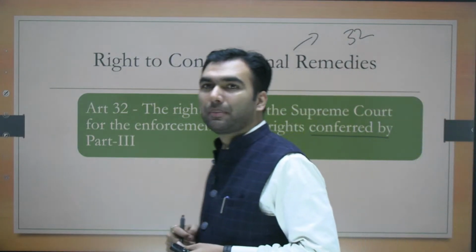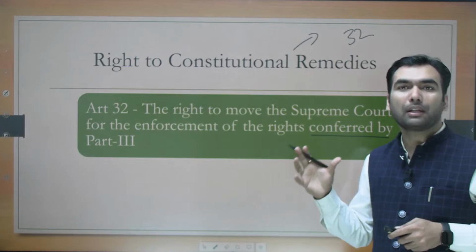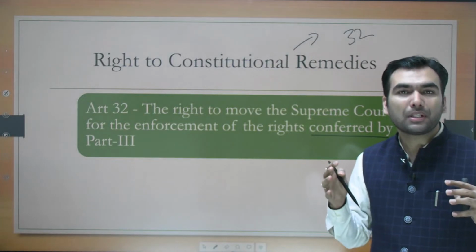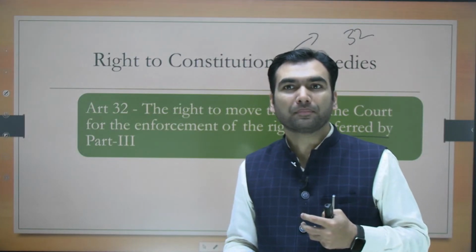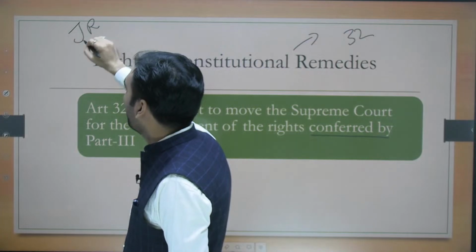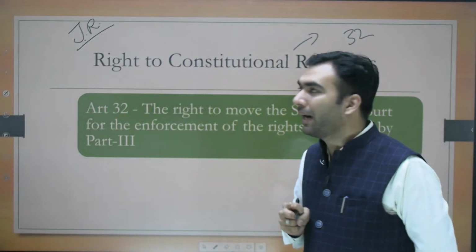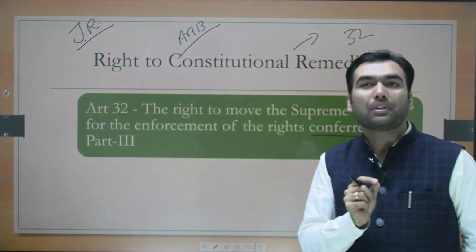So Part 3 mentions various fundamental rights. A person has a right to move to the Supreme Court in case any of his rights is violated. In other constitutions, this is something which is implicit in nature, because obviously if rights have been given, then they have to be enforced. It is the same thing: directly nowhere has it been said, other than Article 13, that laws which are inconsistent with the provisions of the constitution would be declared null and void. Article 13 only talks about laws which are inconsistent with the provisions of Part 3.